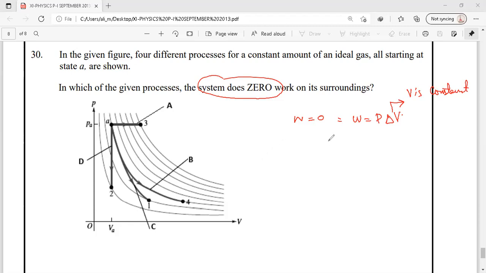The thermodynamic process in which volume is constant is known as an isochoric process. So isochoric is the one in which volume is the same. So option D is the right answer, which represents a change in pressure with no change in volume. So the correct answer for this last question, number 30, is option D.